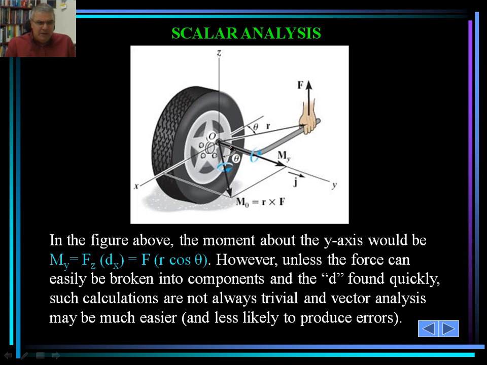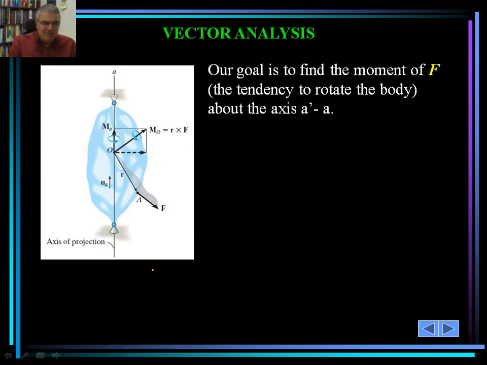So let's take a look at the scalar analysis shown here. This is a wrench for a tire. As you can see here, the force F is applied, and it is going to cause a moment about one of the points, point O, as shown. As such, we try to find M sub y, the moment about the y-axis, which is F sub z times d sub x, or F r cosine theta. This is for the dot product. However, unless the force can be broken into different components and you can find d very quickly, it's not easy to do this kind of problem. So we're going to use the principles of vector analysis to solve such a problem.